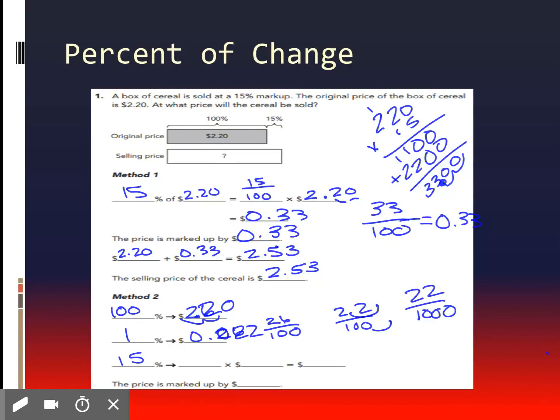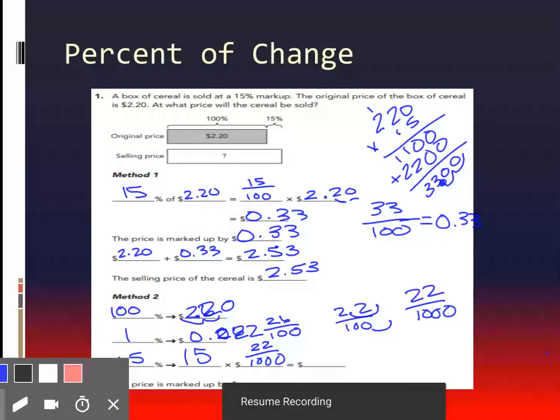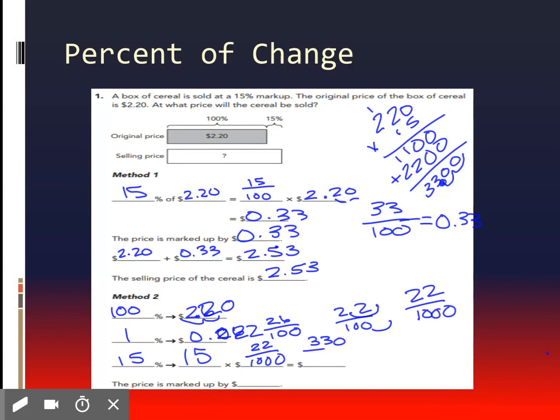So now, to find 15%, we're going to multiply 15 times 22 over 1,000. And what you'll get is 330 over 1,000. I can cancel out a 0. And again, I'm moving my decimal over, so I'm getting 33 cents. So the price is marked up by 33 cents. And I know I cut that off, but again, you'd add the $2.20 to the 33 cents to get $2.53.